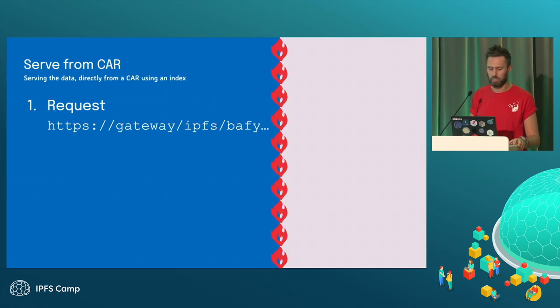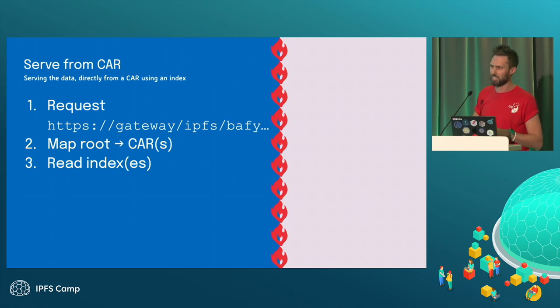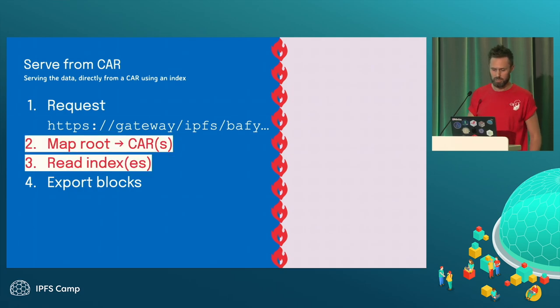So how does it work? You get a request to the gateway, and it asks for a root CID. The gateway is going to try and get all the blocks to satisfy that request. So it needs to consult that mapping, and it knows which CARs it can find the DAG in. It needs to read the index, and once it has read the index, it knows where every single block that could possibly be needed to satisfy this request is, and it's localized to the DAG that you're reading, which is kind of cool. And you just export the blocks and send them back. So reading is super simple as well, right?